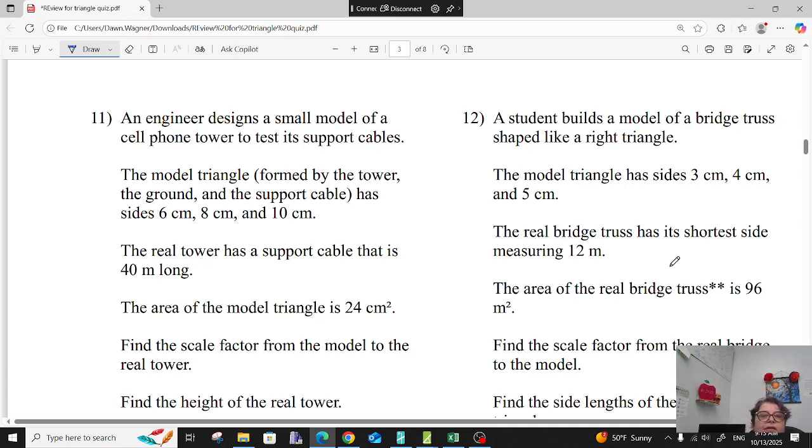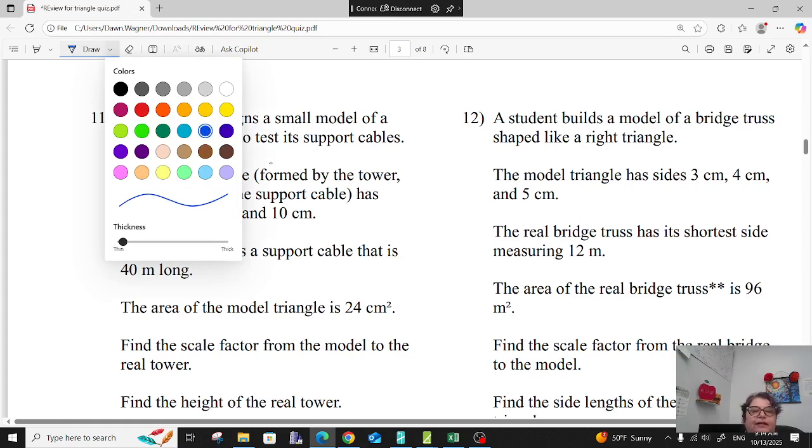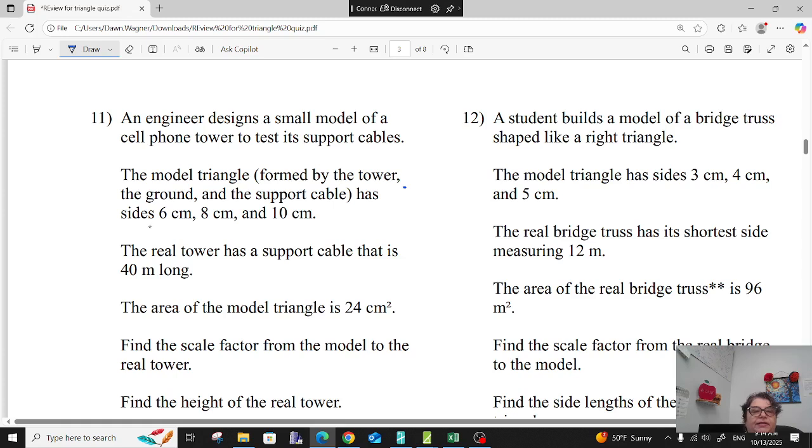Here, the model formed by the tower, ground, and support cable has sides 6, 8, and 10. Okay. However, I'm going to be honest. I used ChatGPT really quickly because it was a busy week for me, and ChatGPT sucks. So it did not tell you which was which, and they actually switched them around.